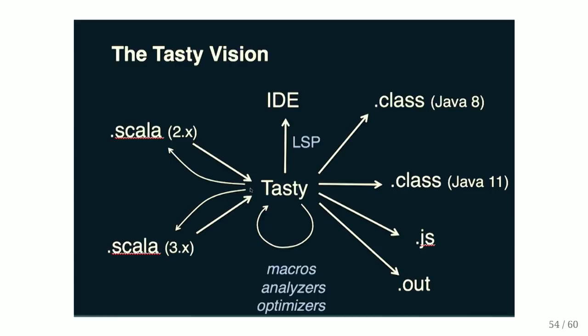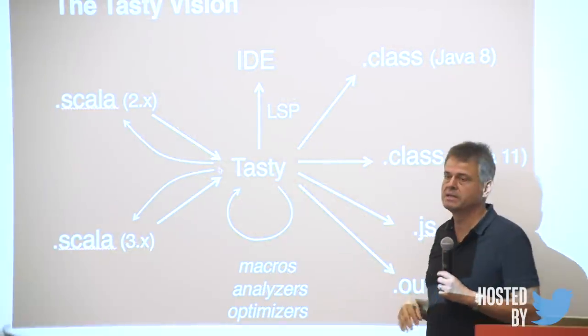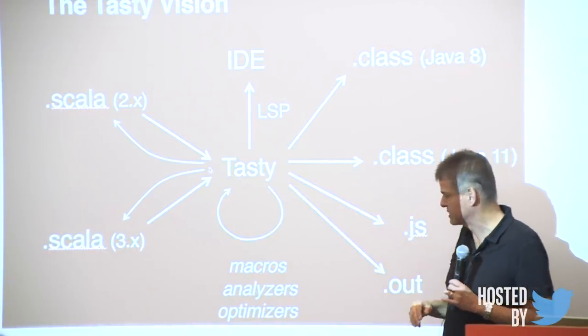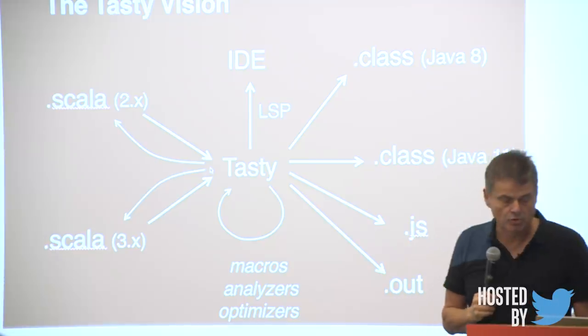So in the future, I guess every one of you has already faced binary compatibility problems of some sort or another. I think in the future that's an answer for it, because you say, well, Tasty will be kept stable. So that means that also if you have artifacts like your modules, if you distribute them, then Tasty is the one thing that can be kept stable, and that then can map into essentially whatever backend you have. Whatever is the latest Java version, or also to JavaScript, or also to native.